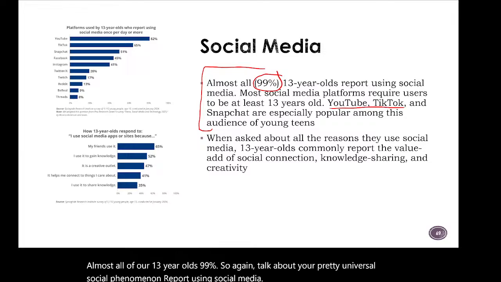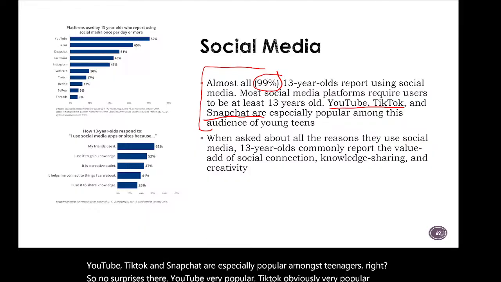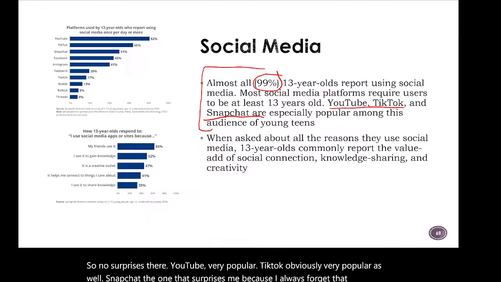YouTube, TikTok, and Snapchat are especially popular amongst teenagers, so no surprises there. YouTube, very popular. TikTok, obviously very popular as well. Snapchat, the one that surprises me because I always forget that it exists. But again, I'm 43, so what the hell do I know?